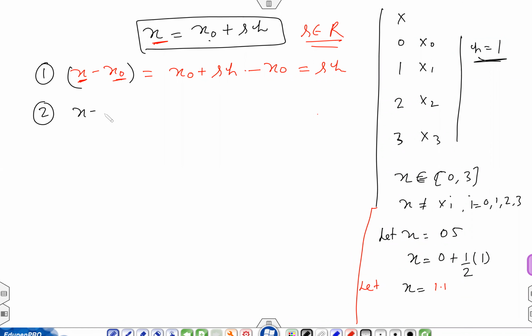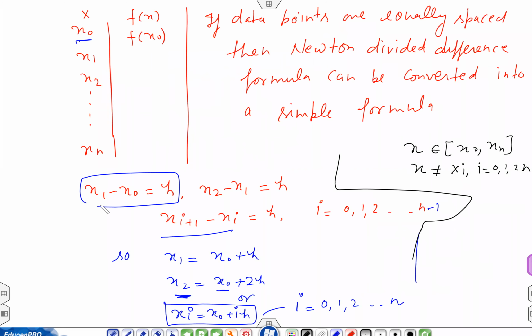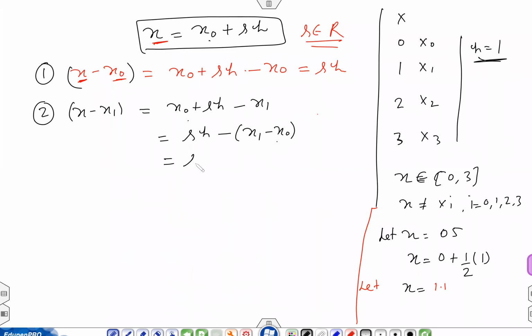What is the value of x minus x1? Because it is given in the formula. So x is what? That is x0 plus sh minus x1. Okay. So what is coming out to be sh? We can write it like that, and we can take minus sign outside. Then it is coming out to be x1 minus x0. And you already know the value of x1 minus x0 is what? x1 minus x0 is h. Okay. So what you are getting as sh minus h, we can write it as s minus 1 into h.